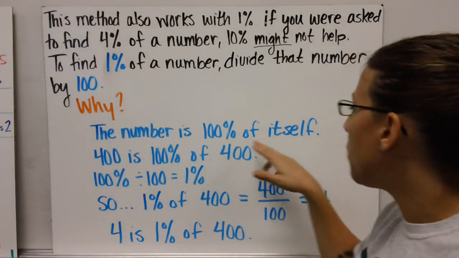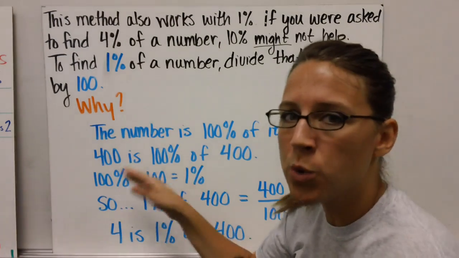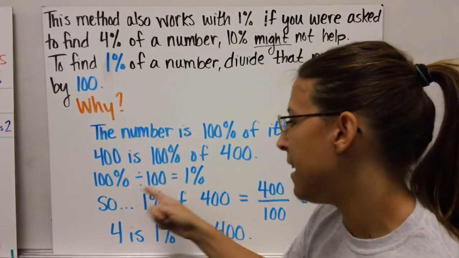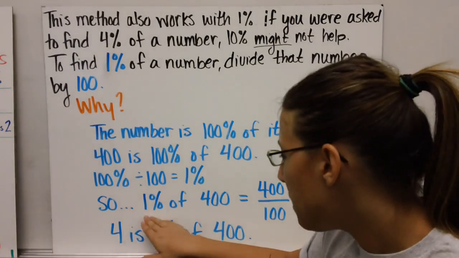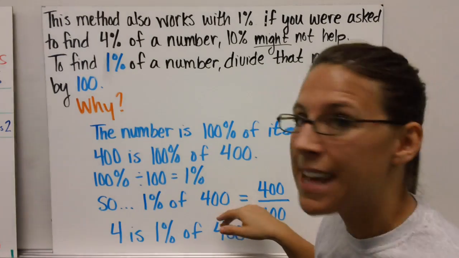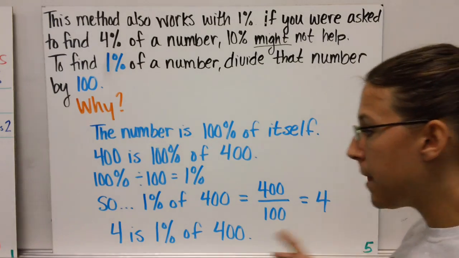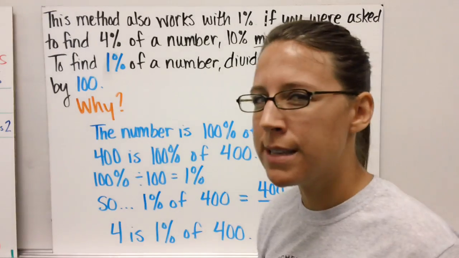A number is 100% of itself. Any number, like 400. 400 is 100% of 400. If we take 100% and divide by 100, we get 1%. So 1% of 400 is like saying 400 divided by 100, which is 4. So 4 is 1% of 400. Make sense? Yeah.